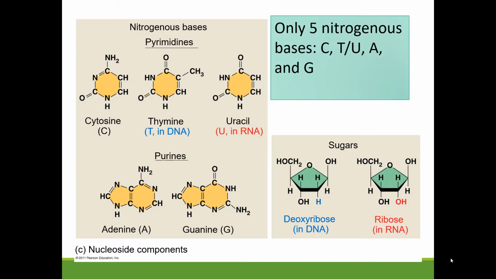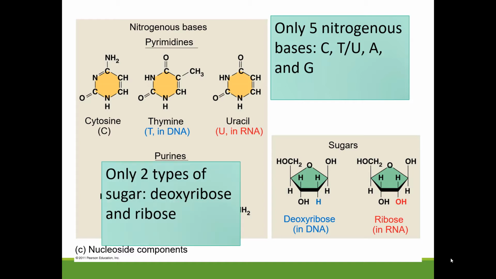And you recall that there's only 5 of those nitrogenous bases: cytosine, thymine, uracil, adenine, and guanine. You recall that thymine is used in DNA, and uracil is the one that's used in RNA. And the other 3 are used in both. And of those pentose sugars, there's only 2 pentose sugars you're going to find: ribose and deoxyribose.